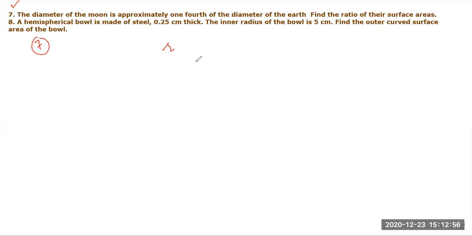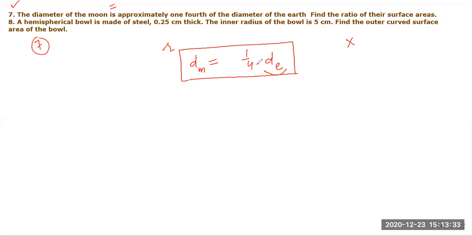Can I write it? Suppose dm is the diameter of moon and dE is the diameter of Earth. How will I write it? Diameter of moon is means equal to, is 1/4 of means multiplied by. So how will I write? dm is equal to what? dE. Yes, Pranav, can you tell? Diameter of Earth is dE. So dm is equal to 1/4 into dE. Pranav, you should answer fast. You are a student of a great school, Cambridge school. 1/4 dE. This is given.